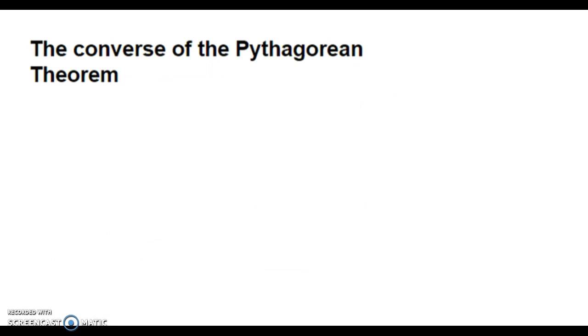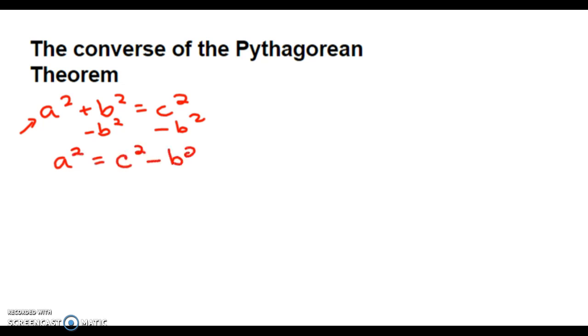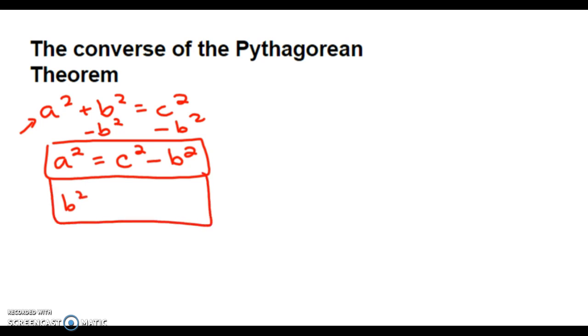Now the converse states that if A squared plus B squared equals C squared, well, if I wanted to find one of the legs, let's say I wanted to find A, what does A equal? Well, we want to solve for A, so we get rid of B. So we know that A squared equals C squared minus B squared. We could also say that for B. B squared equals C squared minus A squared.